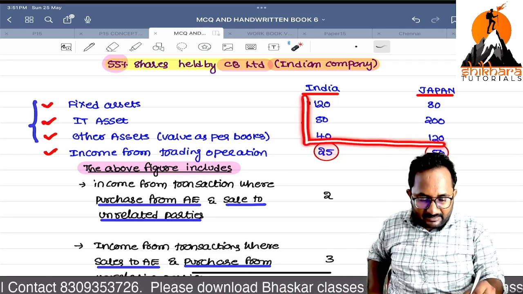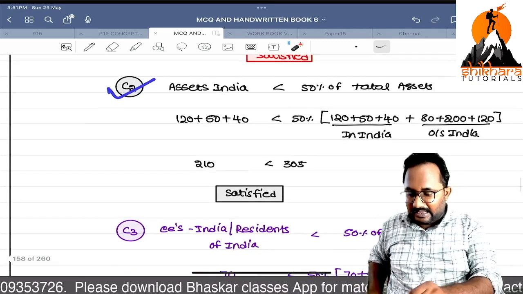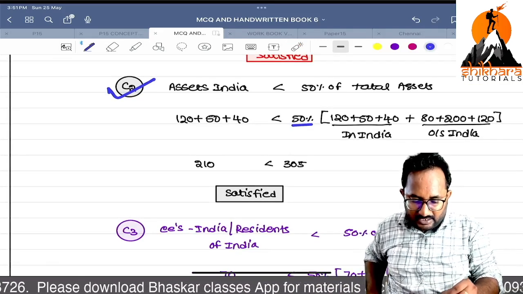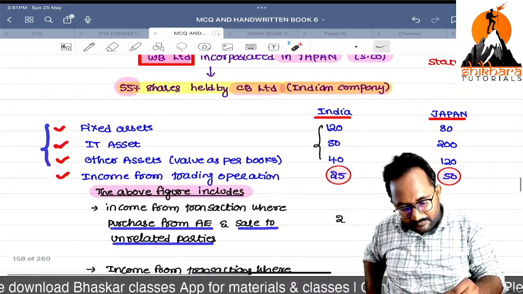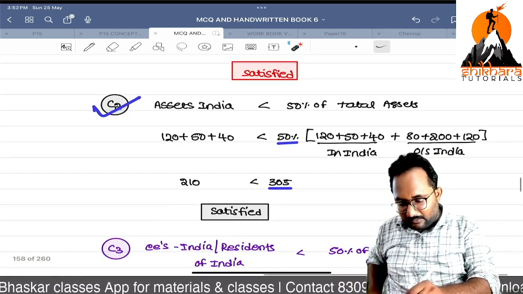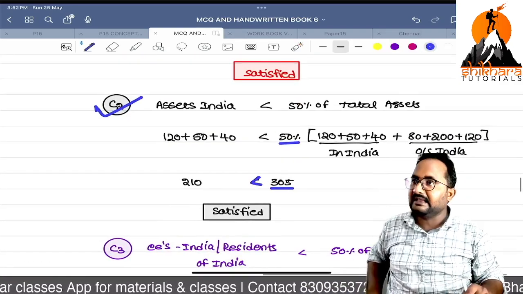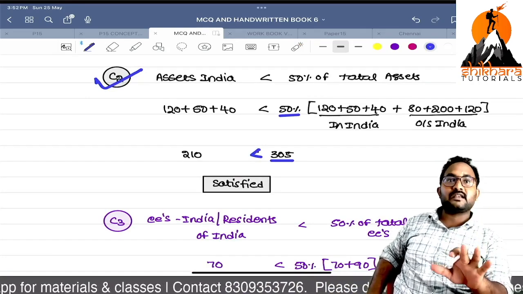Total assets number. Yes. How much? 6. Then out of that 50% is 305 only. Please calculate that assets in India. 210. So less or more? Less. So that's why satisfied. That means the assets are actively situated outside India only.